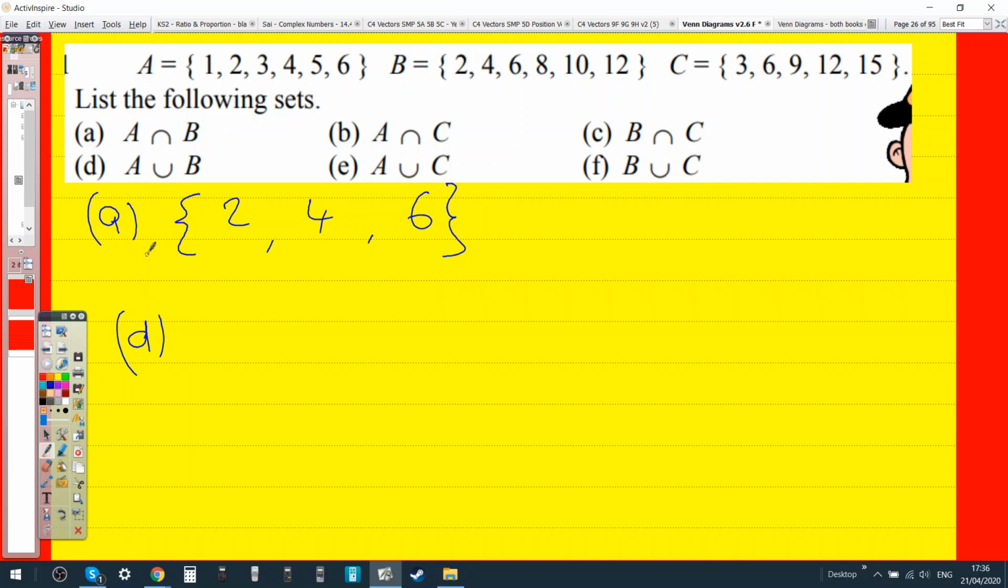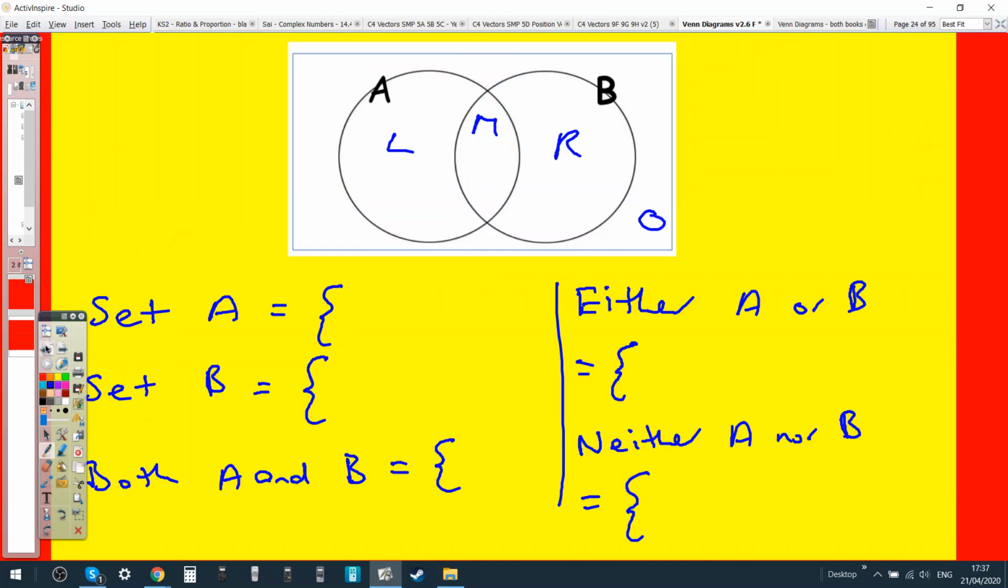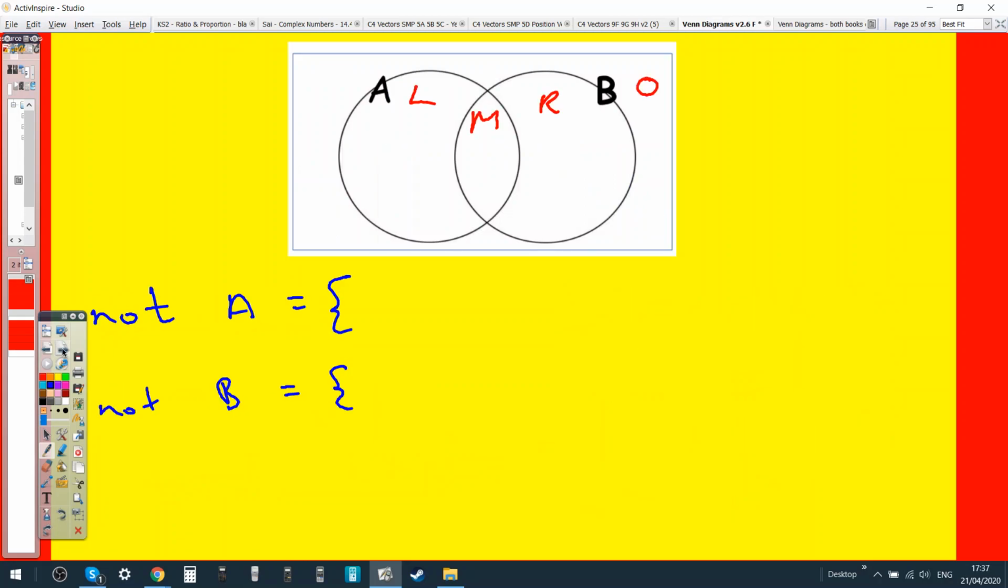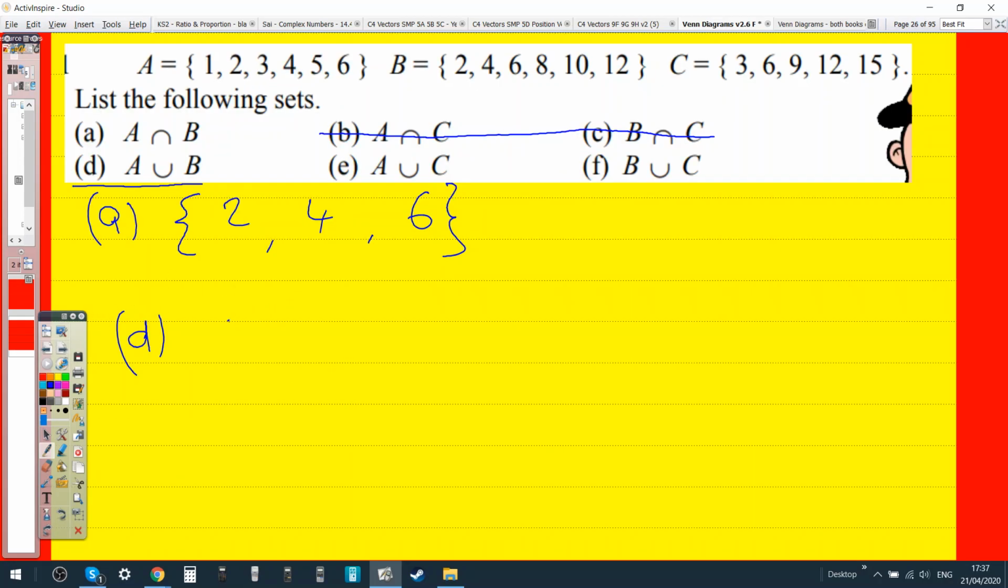A union B. So, do you remember union? So, union is either A or B or both. So that's the wedding rings.